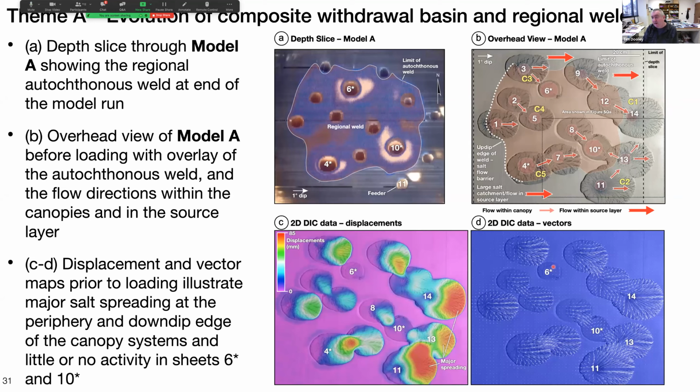They had effectively run out of salt. And you can see that from here, displacements show that, yes, on the edges, such as over here, as you see here, you can have flow, but an awful lot of the area inside is inactive.